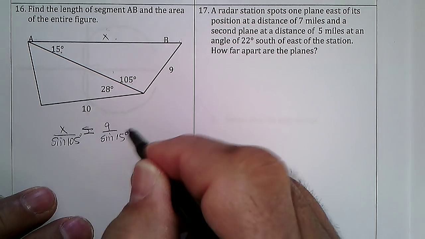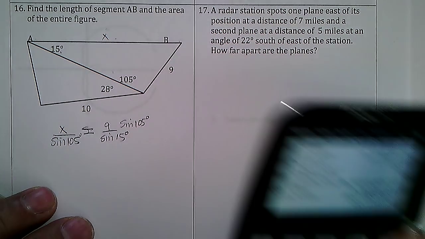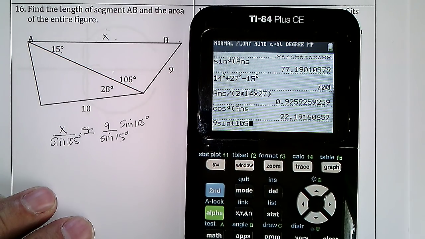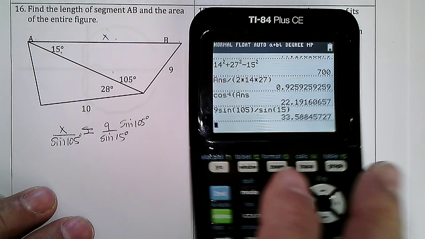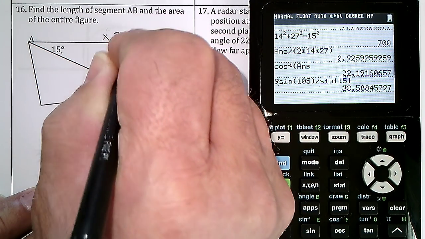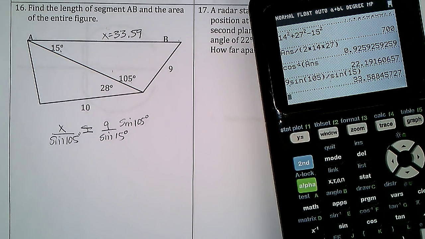So I multiply by sine of 105 degrees. So I have 9 sine 105 close parenthesis divided by sine 15. There we go. So x is 33.59 approximately.